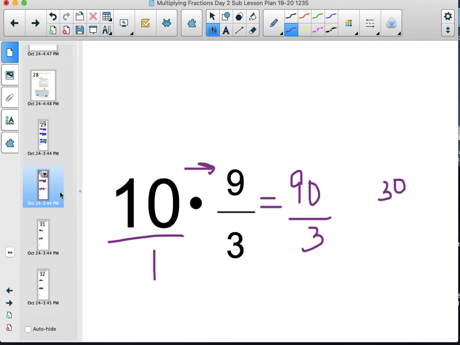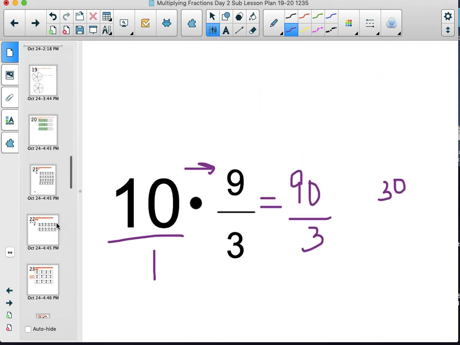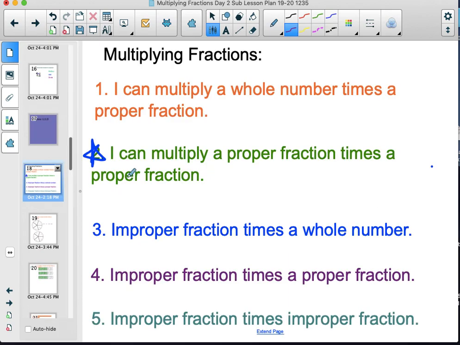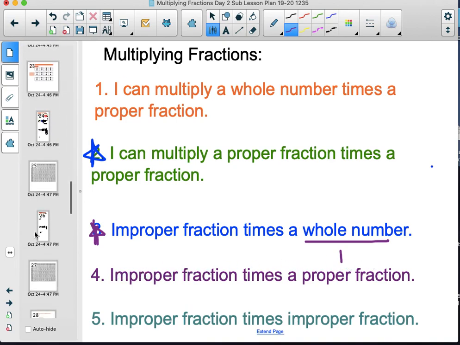All right, so let's go back to our goals, which are at the top here. Goal 3 was an improper fraction times a whole number. Remember, when you have a whole number, you're just placing a 1 underneath your whole number and timesing it by the fraction. So if you understand that, you can star that goal. All right, let's write down goal 4, improper fraction times a proper fraction. So pause the video and write improper fraction times a proper fraction. And we'll go to goal 4.